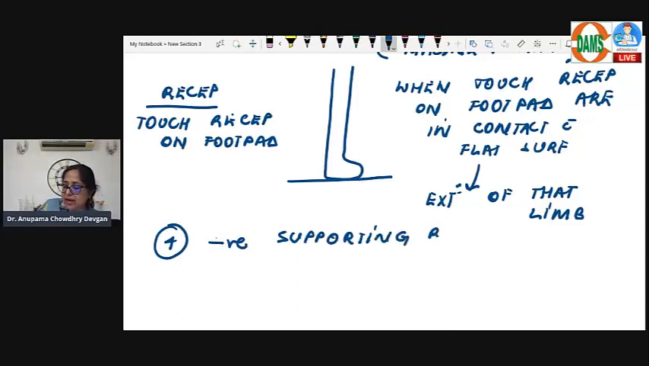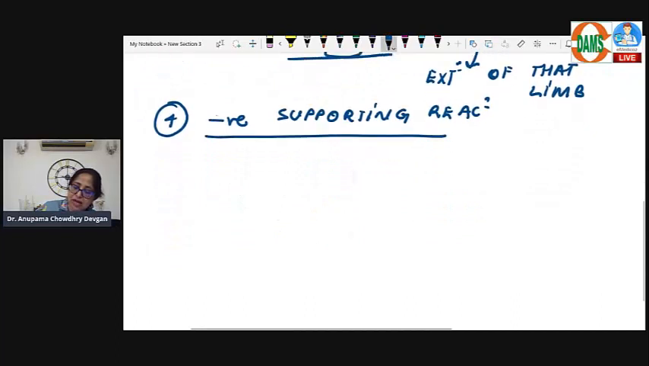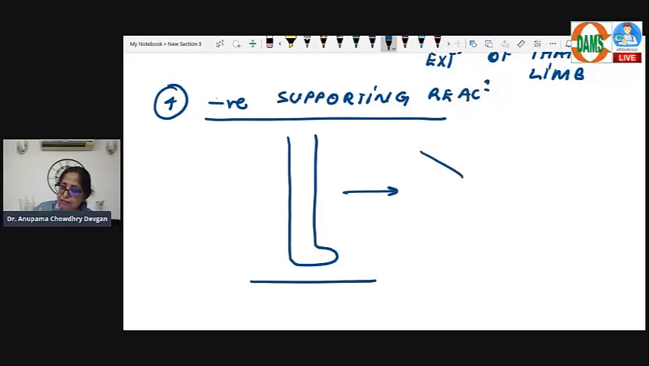Negative supporting reaction. And what is the negative supporting reaction? Negative supporting reaction is as soon as the contact of the touch receptors is lost from the ground. As soon as the contact is lost, there is now a flexion of that limb.